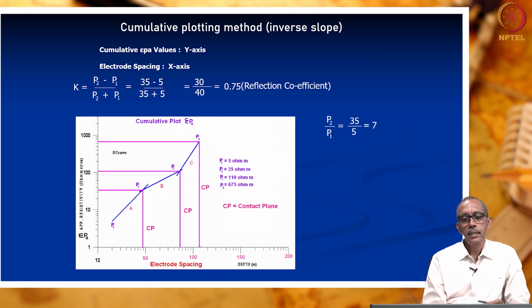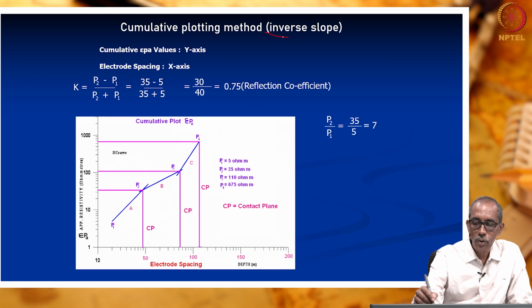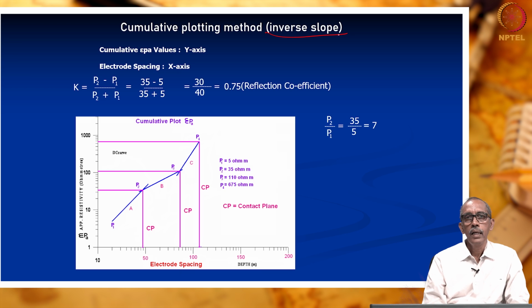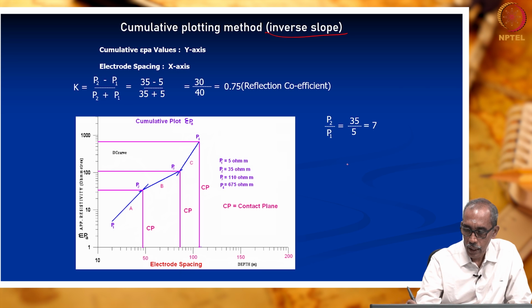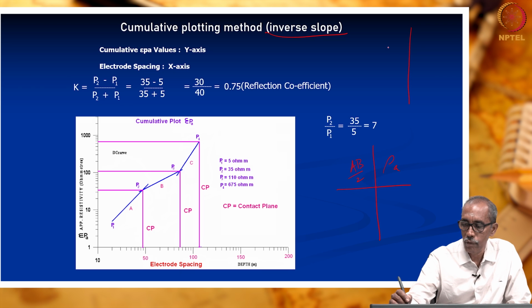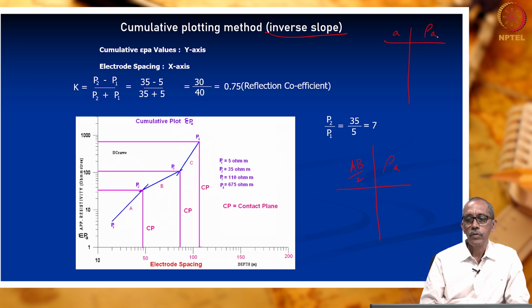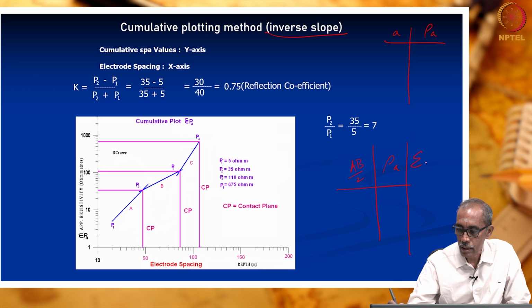Then the third is popularly known as the inverse slope method. Here what we are going to do is, we have data of AB by 2 versus rho A, if we are using the Schlumberger method. If we are using the Wenner method, then the information we have is A versus rho A. Whatever the method we follow, we are going to also calculate what is known as the cumulative apparent resistivity, right.